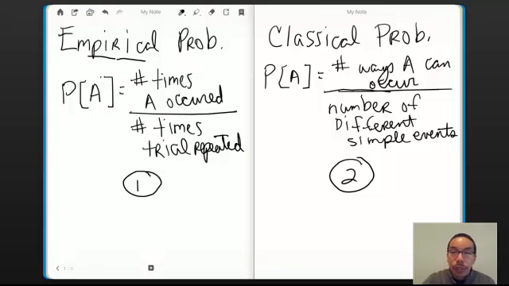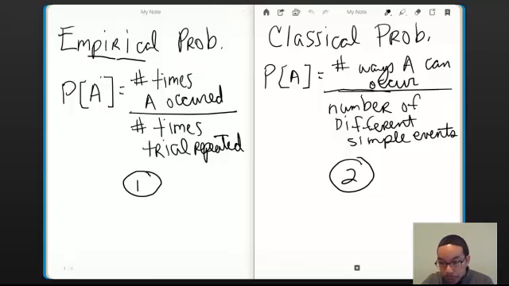Next, to the right on the next page, we have classical probability. Classical probability is determined by the probability of event A occurring being equal to the number of ways A can occur divided by the number of different simple events. Once again, those are empirical and classical probability. In the classical approach, the underlying process is known, so whatever process is involved is known to you. With empirical probability, we do not know the underlying process, so we have to do it a different way.